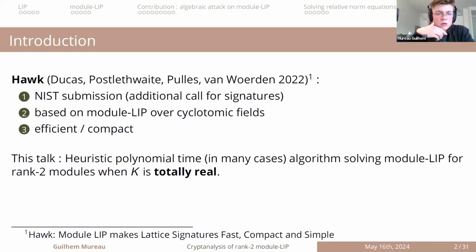In this talk, I will present an algorithm for solving rank 2 module LIP, so module LIP for rank 2 lattices, in a special case of totally real number fields. It is polynomial in many times, but I should emphasize that this doesn't break HAWK, because HAWK actually uses cyclotomic fields. Cyclotomic fields are totally complex fields, which is quite the opposite of totally real. So the algorithm I will show you doesn't apply in this case.